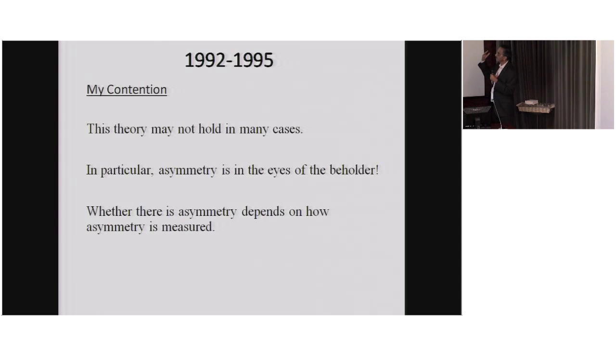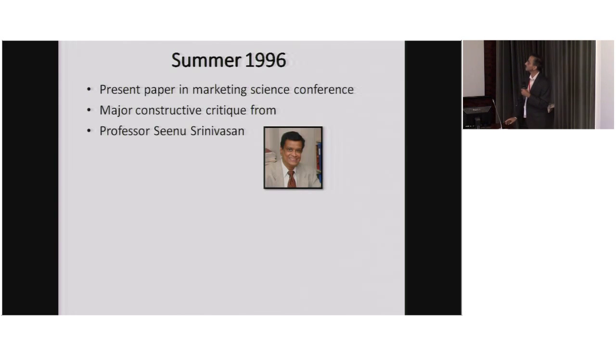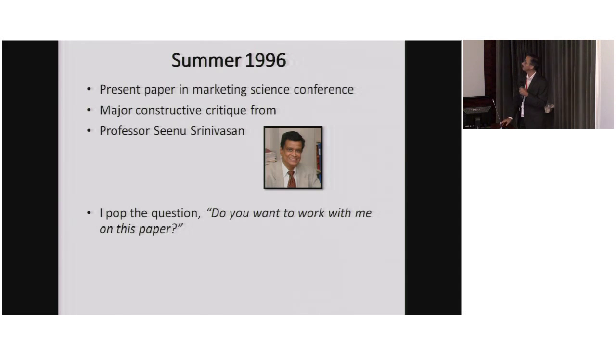My point was that depending on whether you measure it as elasticity or absolute effect, how it's measured will dictate asymmetry. So I presented this paper at a Marketing Science conference, and I didn't even know Sinu was attending. He's always very quiet. He stays in one corner, just observes. He doesn't ask a lot of questions or make a lot of noise showing his presence. But later he came to me and said, I enjoyed your paper, which means he's going to come up with a lot of criticism. And he said, these are the things that I don't like about your paper, or the problems with your paper.